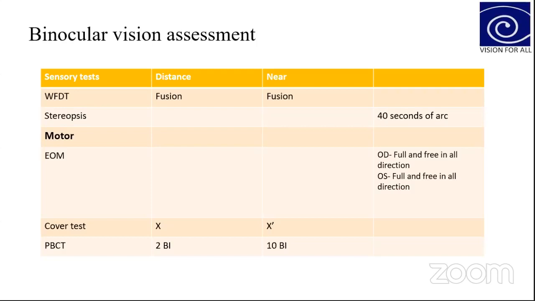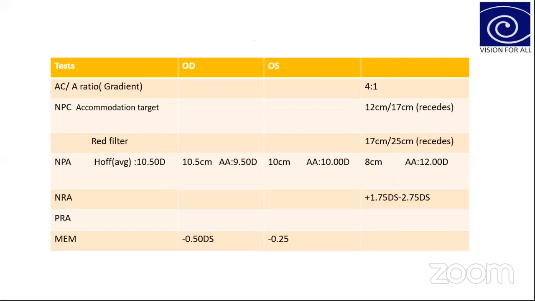Now look into the foria and try to correlate it with the direct and indirect tests. The cover test shows exophoria for distance and near, and the prism bar cover test shows 2 prism base in for distance and 10 prism base in for near. The AC/A ratio was within normal limits.